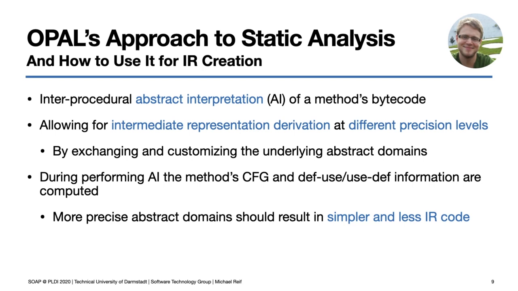Because when we exchange and customize the underlying abstract domains that are used by AI, then we can also adapt the outcoming intermediate representations, because we probably have more information. OPAL usually already computes the method's control flow graph and also the use-def information and uses that information during AI. So when we have more abstract domains and detect that path and so on, it would also result in simpler and less AI code.